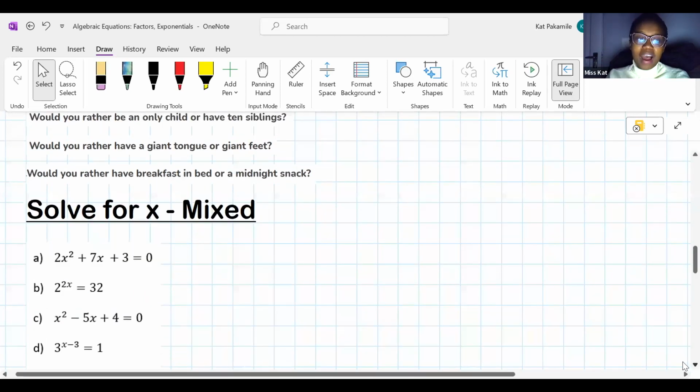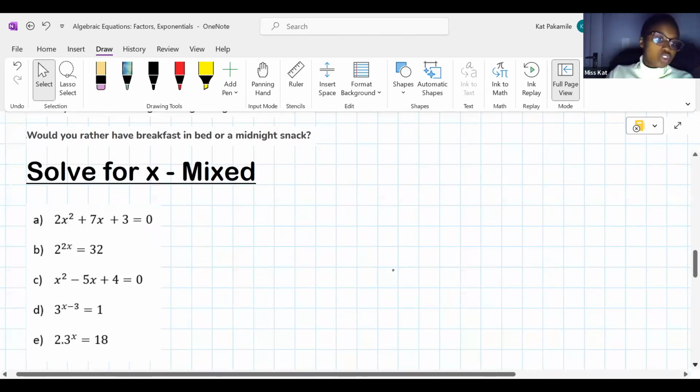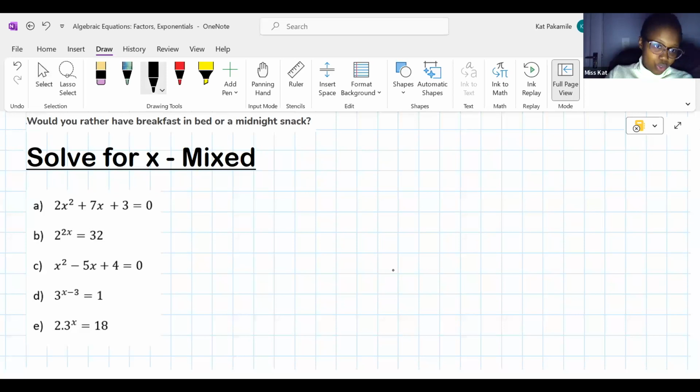I have mixed them. Okay, so I want us to do number A and number E. Let's hear what we got. We're going to do number A and number E.